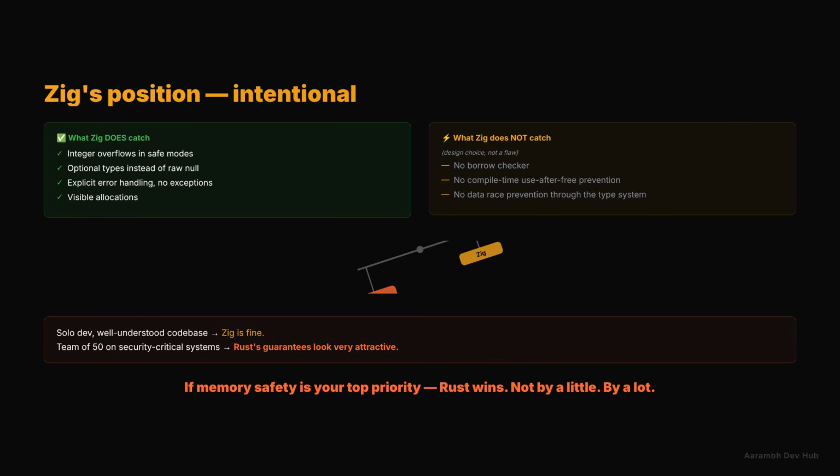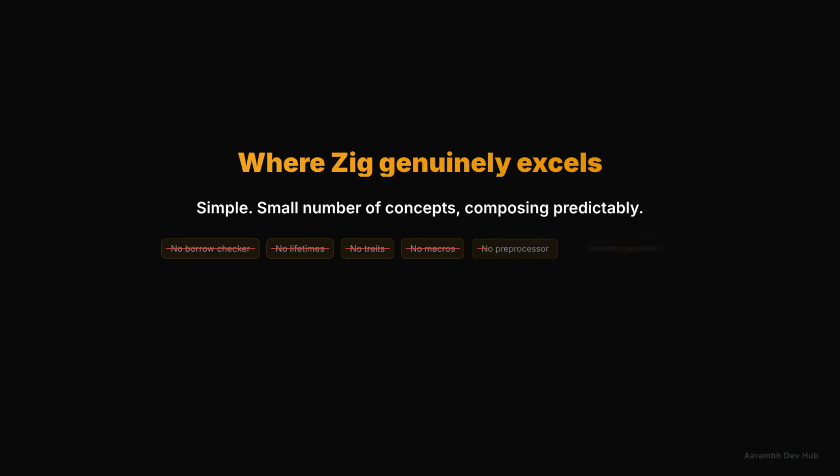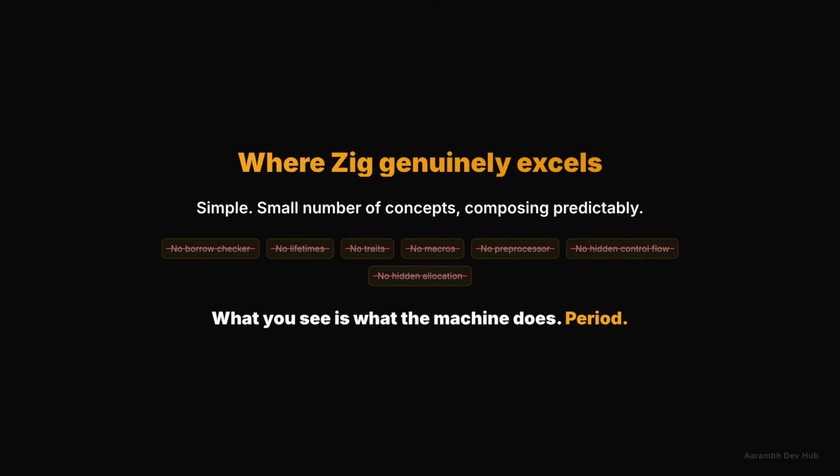For a solo developer working on a well-understood codebase, that can work fine. For a team of 50 engineers working on a security-critical system, Rust's compile time guarantees start to look very attractive. If memory safety is your top priority, Rust wins this category. Not by a little, by a lot. But now let's talk about where Zig genuinely excels, because this is not a one-sided comparison.